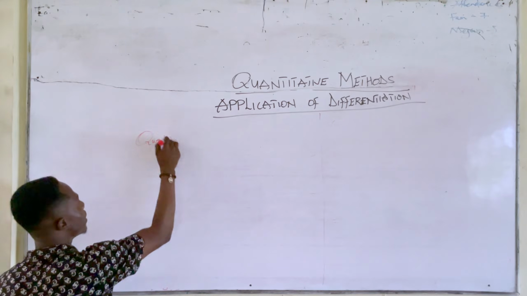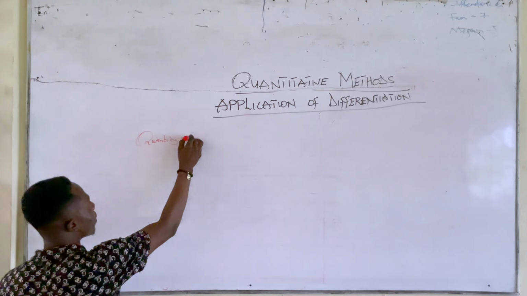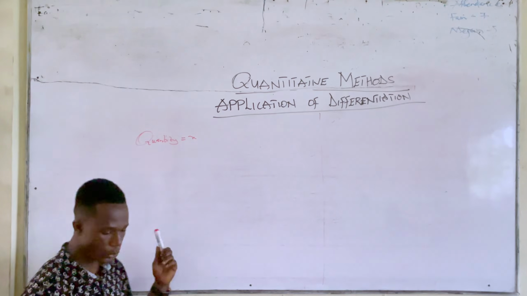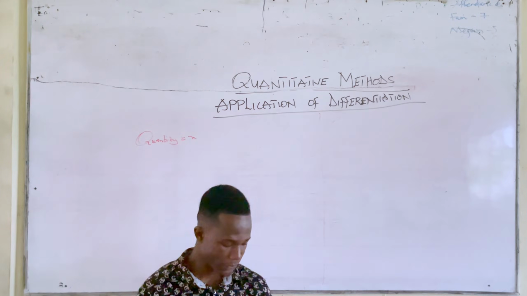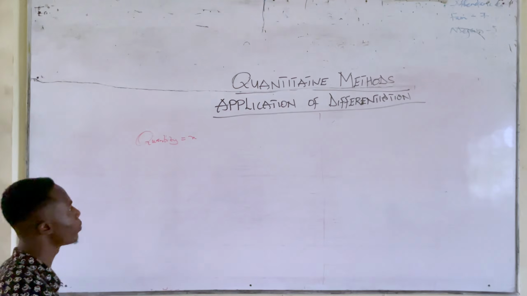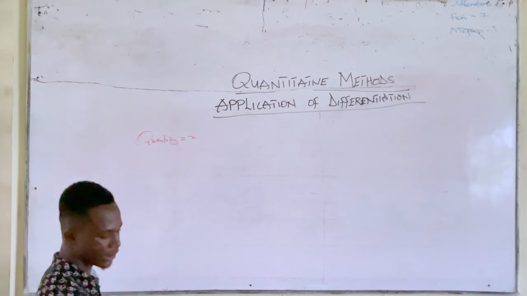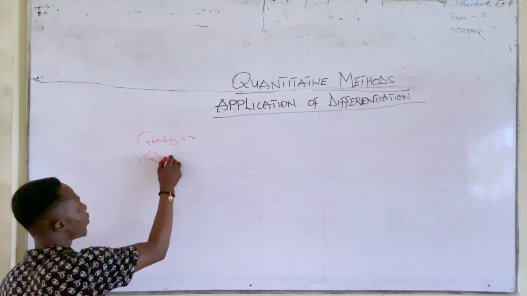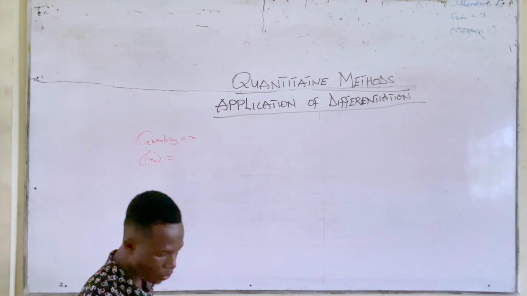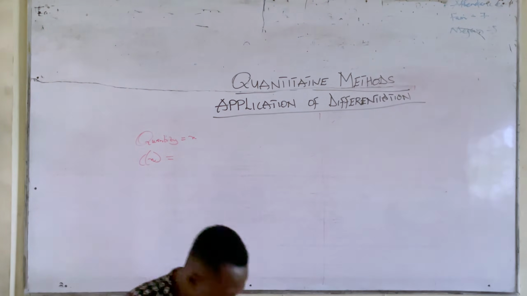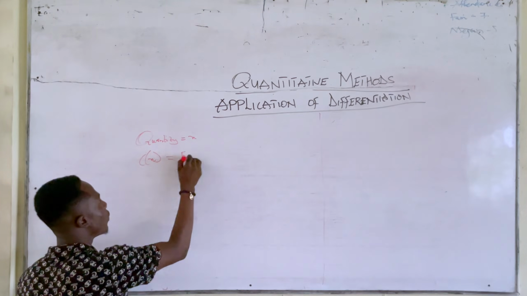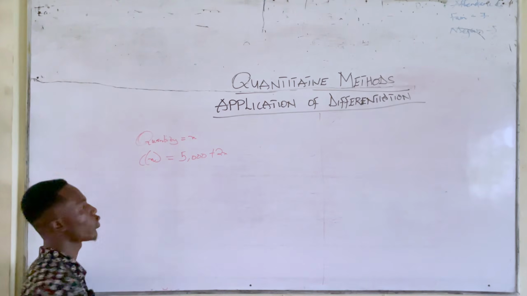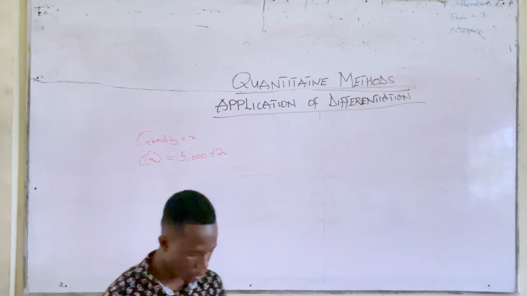We say the quantity is what? X. The quantity of the transistor is what? X. Okay. And so looking through the question, you see that the question also provided us with what? Cost function. So the cost function, C of x, is equal to what? 5,000 plus 2x. That is the total cost function.